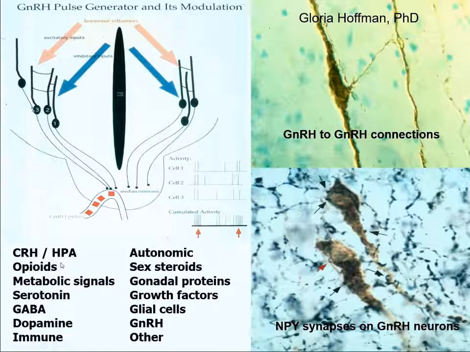So there's an enormous amount of regulation that goes on, and we have spent roughly the last 30 years trying to work this out, and it's been quite a journey. So this is a beautiful illustration by Gloria Hoffman of GnRH touching GnRH neurons. And the black neurons that are wrapped around these brown GnRH neurons here are actually NPY neurons.